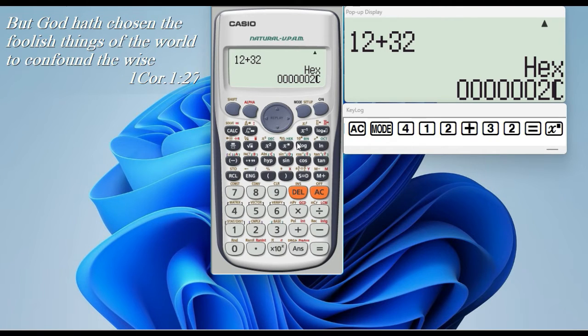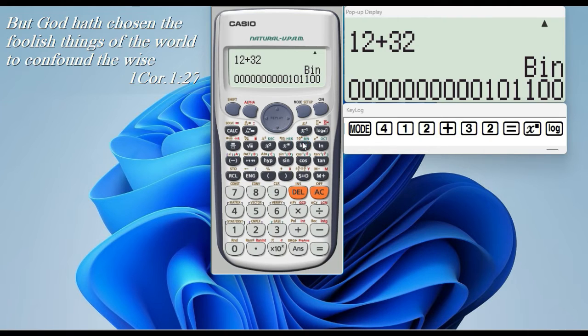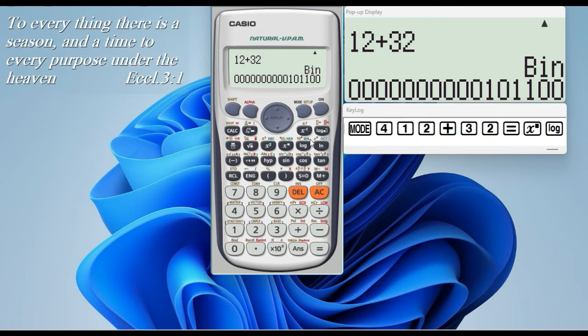And then the bin is what? Base 2, binary operation. So that's base 2. So that's how you solve for number bases. So key in the figure, then you press the required number base you want to change it to, and then you are good to go.